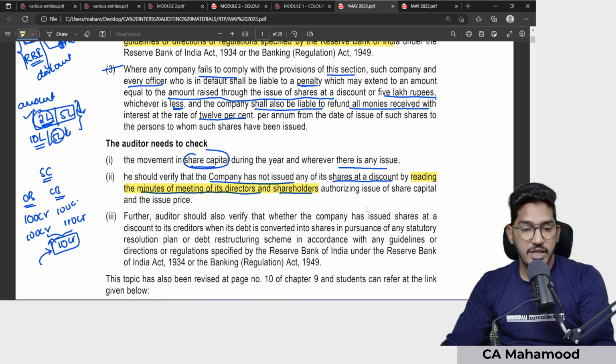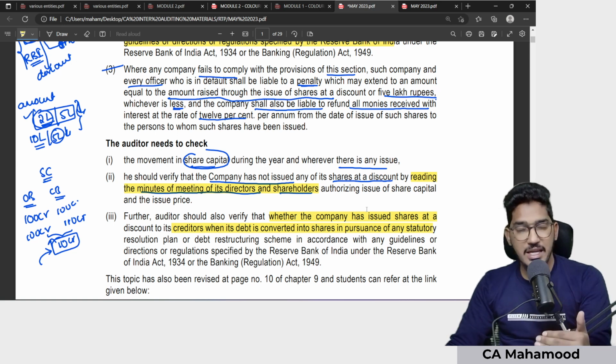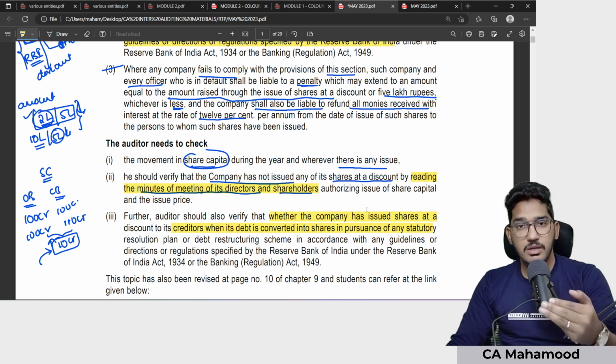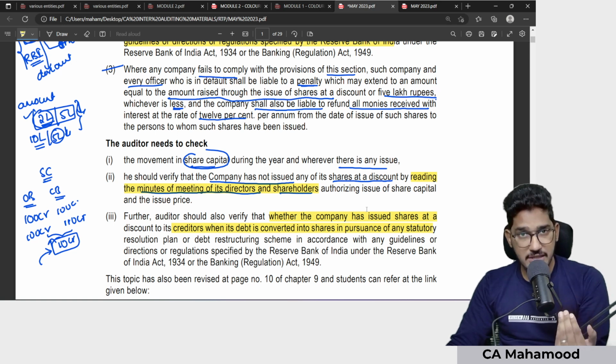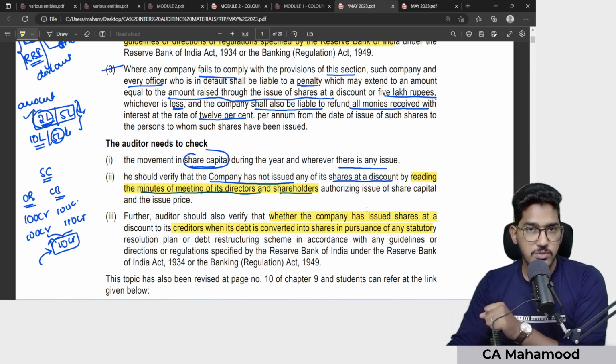Further, the auditor should also verify whether the company has issued shares at a discount to its creditors when its debt is converted into shares in pursuance of any statutory resolution plan or debt restructuring scheme in accordance with guidelines. If you come to know that there is an increase in the share capital because of issue of shares at a discount, then I should find out whether that issue at a discount is because of sweat equity shares or because of conversion of debt into shares as per a restructuring plan announced by RBI.